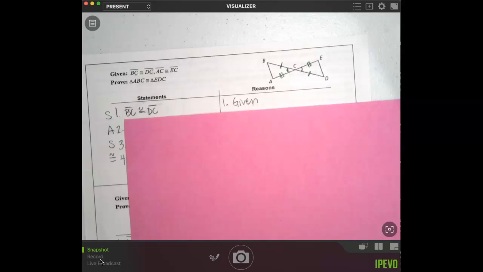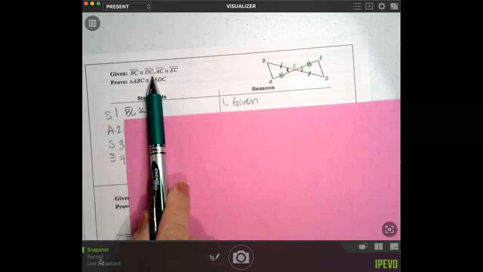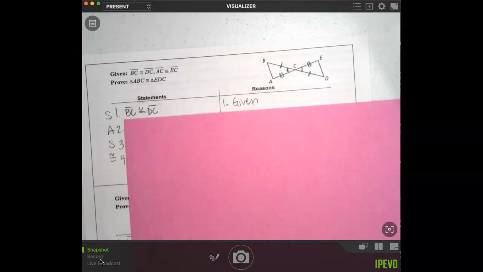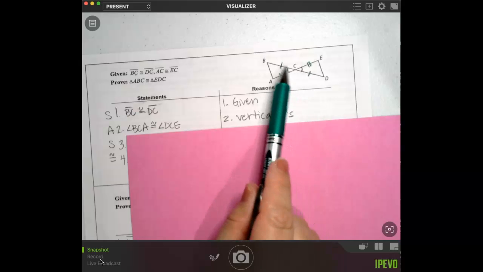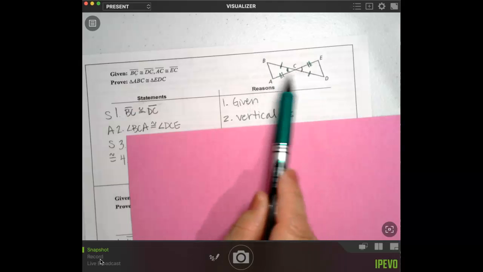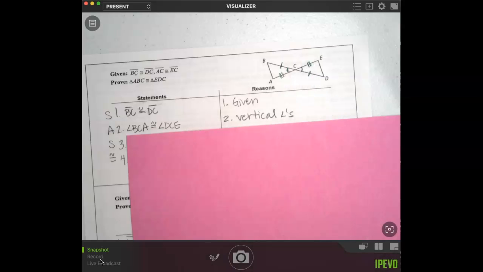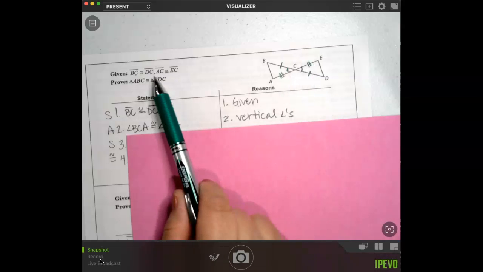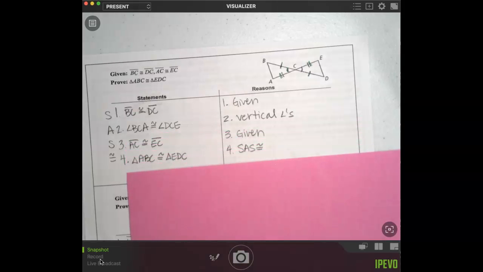So first step, pair of segments. I'm going to use the BC and DC. It's given. Angles, my angles at C. Make sure you use 3 letters. So BCA, DCE. Those are vertical angles. That's your reason. And then my other pair of sides, AC and EC, are also given. And then triangles are congruent.